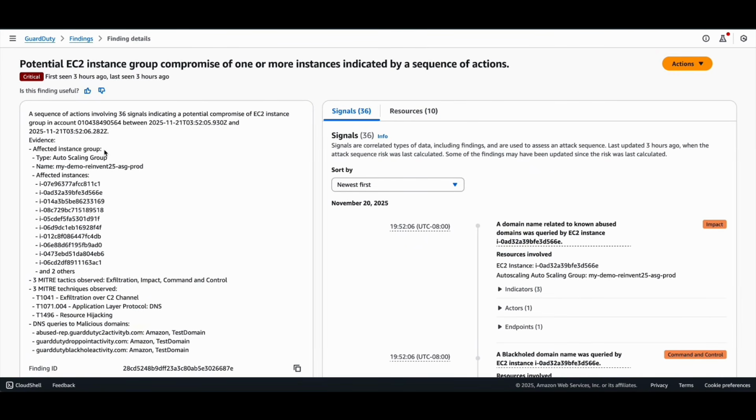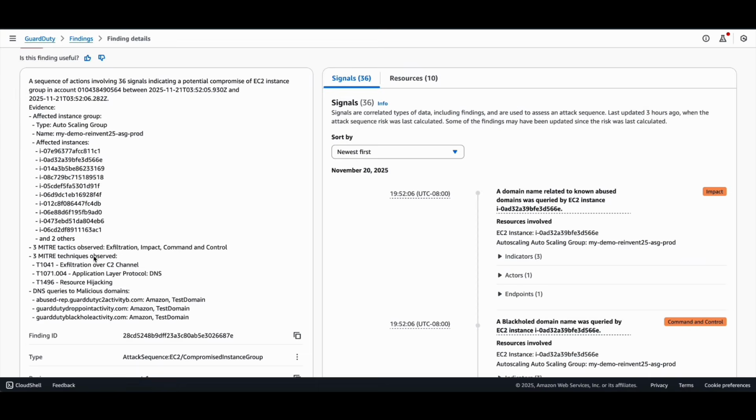Affected instance group. It shows this was an auto-scaling group called My Demo Reinvent ASG Prod. Affected instances. We can see 12 specific instance IDs that were compromised. Minor tactics observed. 3 tactics: exfiltration, impact, and command and control. Minor techniques observed: exfiltration over C2 channel, application layer protocol, and resource hijacking.